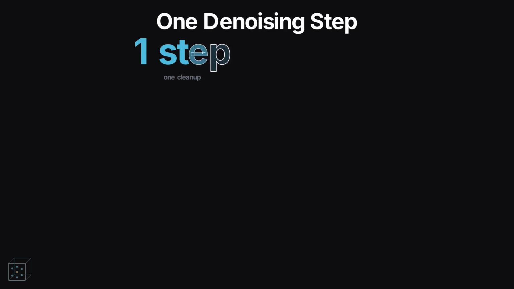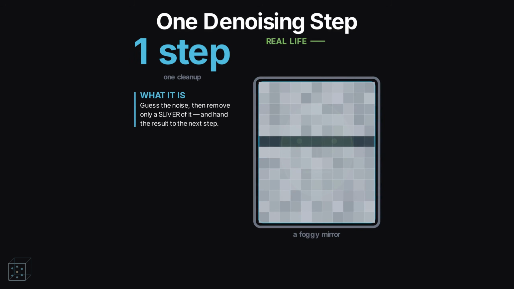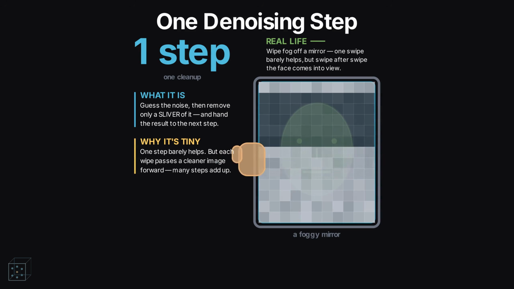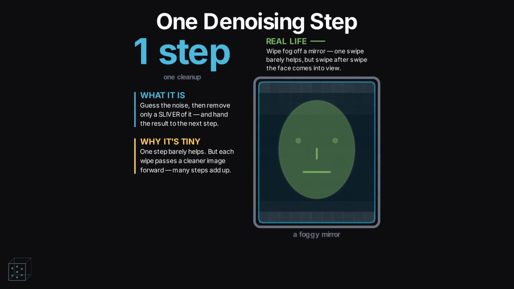Each of these little cleanups is a denoising step. One step removes a sliver of randomness and hands the result to the next step. Real example, like wiping fog off a mirror, one swipe barely helps, but swipe after swipe, the face in the glass slowly sharpens into view.